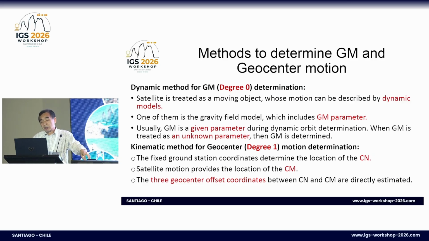For geocenter motion, we use the so-called kinematic method. When you describe the geocenter motion, you need a reference point. Here we use the so-called center of network (CN), through the fixed ground station coordinates. The satellite orbits around CM. So our method is to directly determine the 3 geocenter offset coordinates between CN and CM.